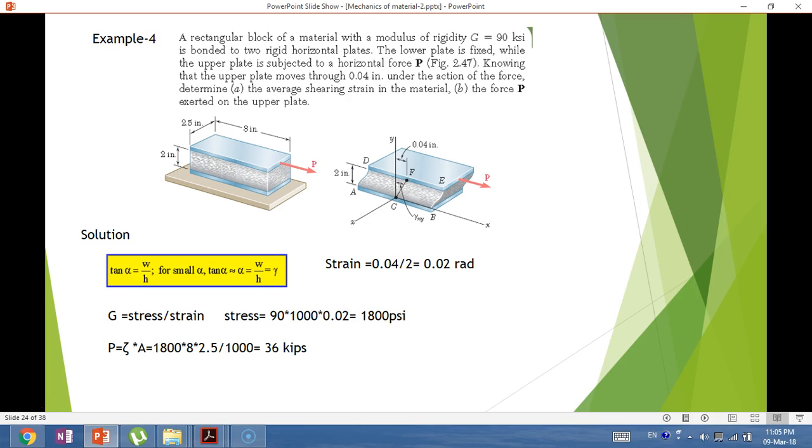We'll come to examples talking about the shear stress and strain.